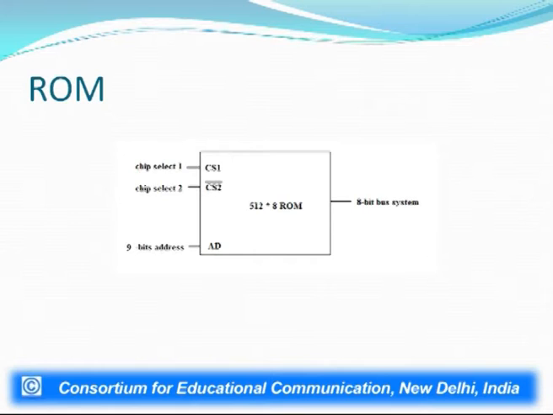Now, about ROM: chip select 1, CS1, and chip select 2, CS2, with a 9-bit address. Here you see an 8-bit bus system, 512 by 8 ROM.